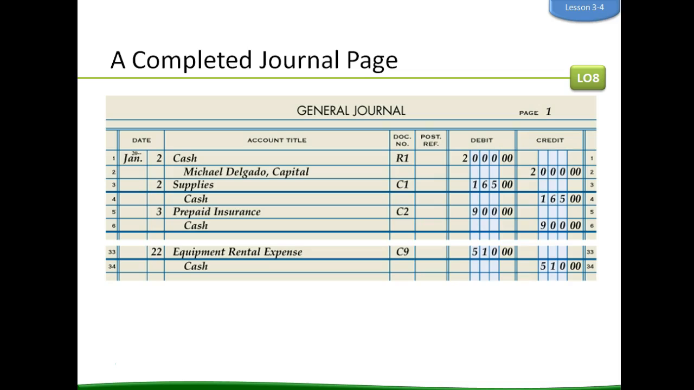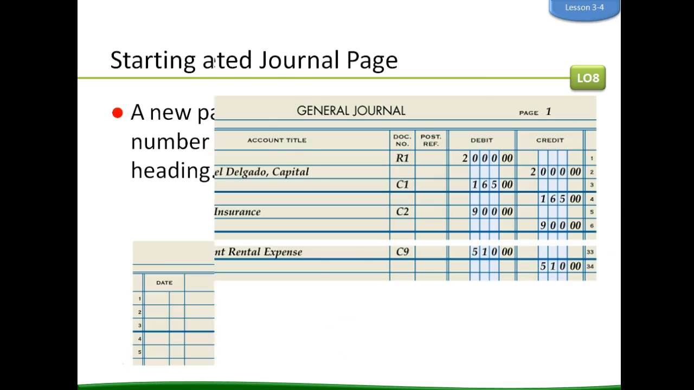The thing that you want to remember about completing a journal page is that whenever you're using a standard journal, you never want to leave half of a journal entry on a page. So if you don't have enough room on the page to do both a debit and a credit, you need to move to the next page. The reason for that is that your debits and your credits should always equal, and they won't equal if you split the transaction in half. So in order to be able to prove debits and credits are always equal, you start a new page whenever you don't have enough room to do both pieces of a transaction.